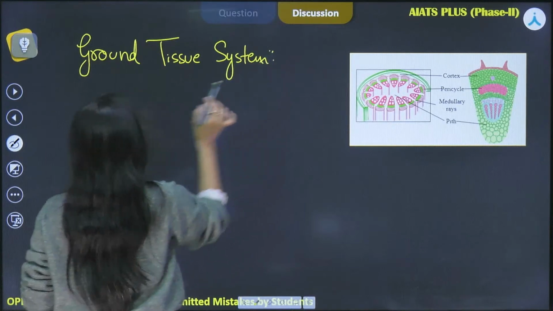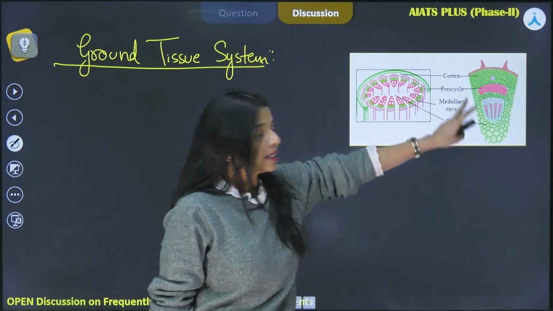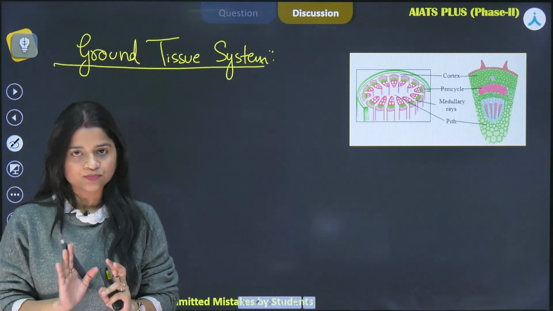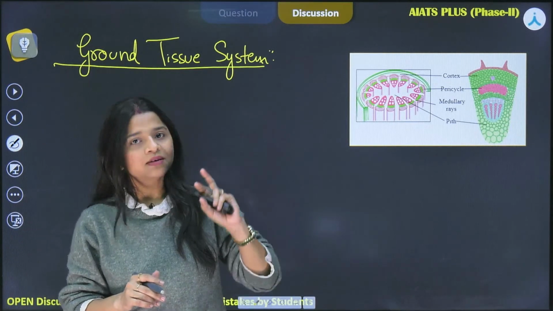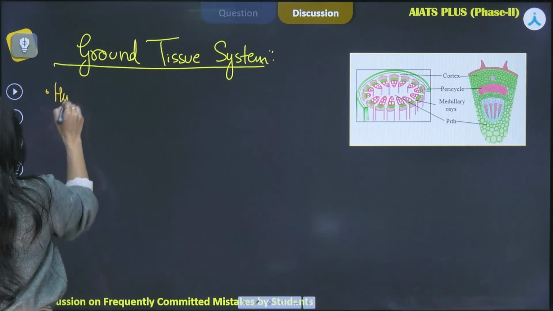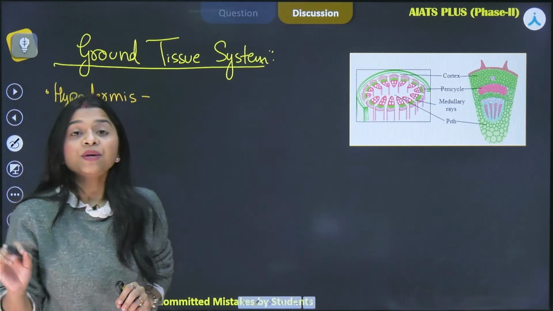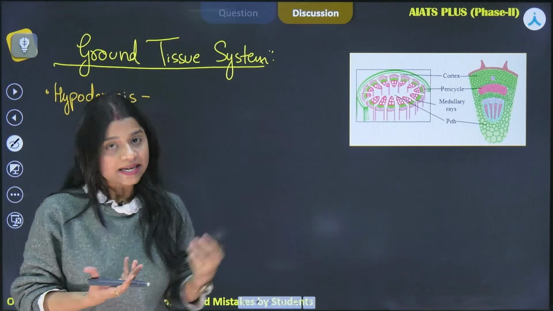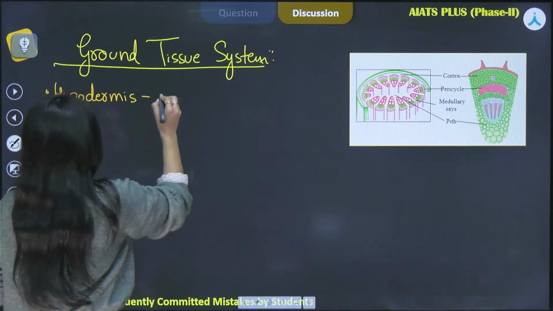As we know, just below the epidermis, in this particular case of dicot stem, there is the presence of cortex, and the cortex is further divided into hypodermis and the general cortex. The first one we have is the hypodermis. While we are speaking of hypodermis, first of all, we should know what type of cells it is comprised of. So in the case of dicot stem, the hypodermis is collenchymatous.